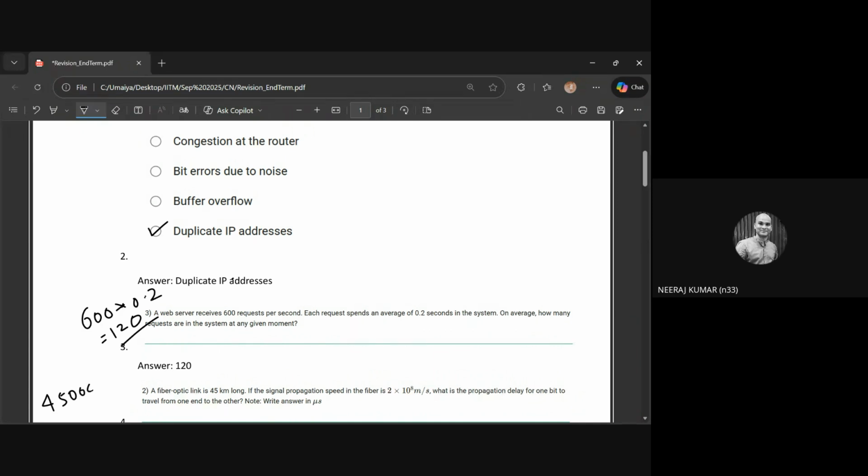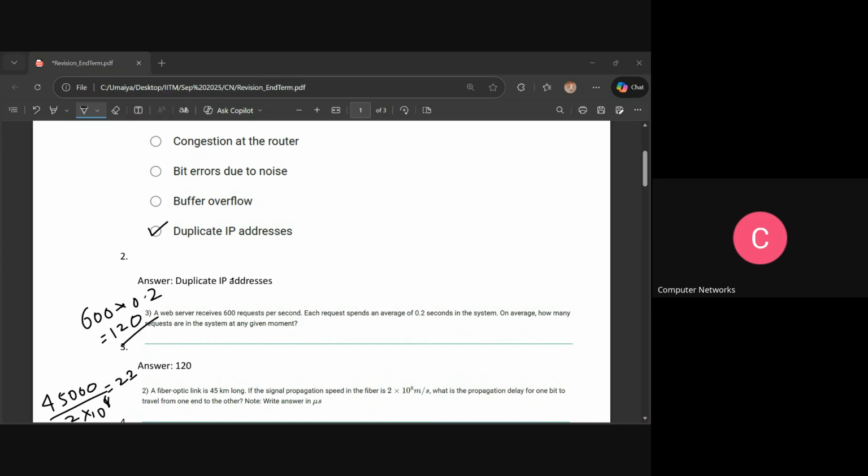45 into 10 to the power of 3, which means 45,000 divided by 2 into 10 to the power of 8. Then 45 divided by 2 will give 2.25, right? Yeah, so 2.25, let's say, converting into microseconds.